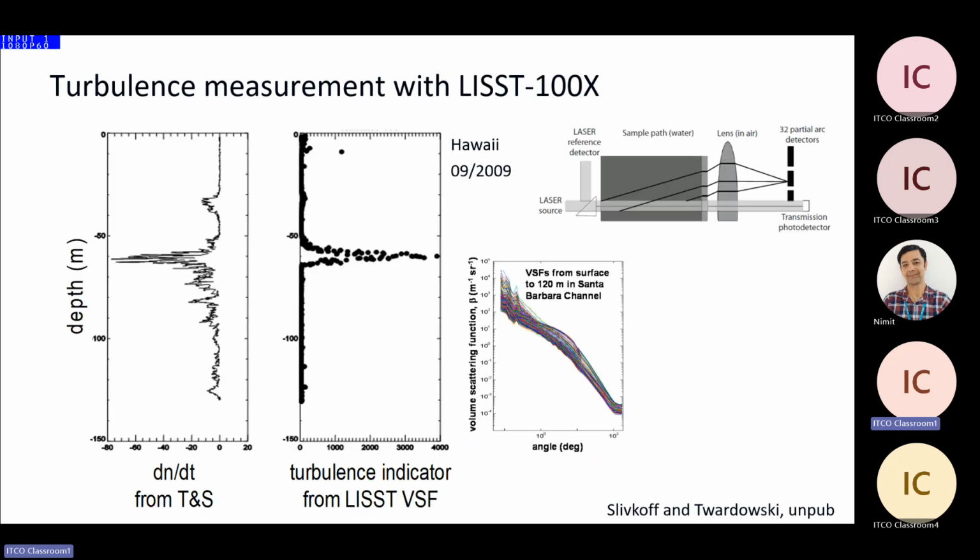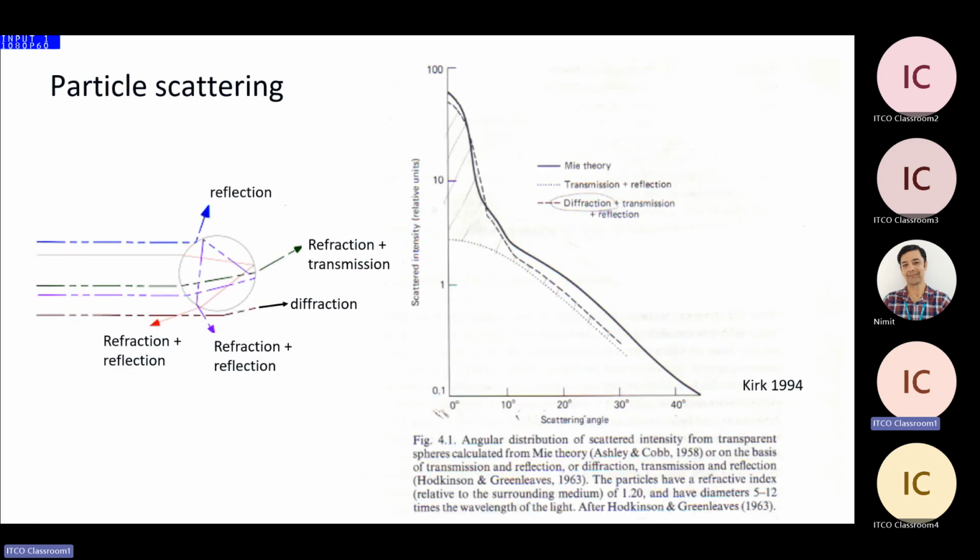But just to show you with the LISST, this is a deployment off Hawaii. Matt Slivkov actually put this together. Again, he's coming tonight. On the left, we have the change in refractive index calculated from TNS as a function of depth. On the right is what we call the turbulence indicator from the LISST VSF, which is essentially the ratio of the most near-forward angle with a larger angle. And they matched up really, really well. So that's just showing you, yes, it does measure turbulence. That wasn't where it was published.